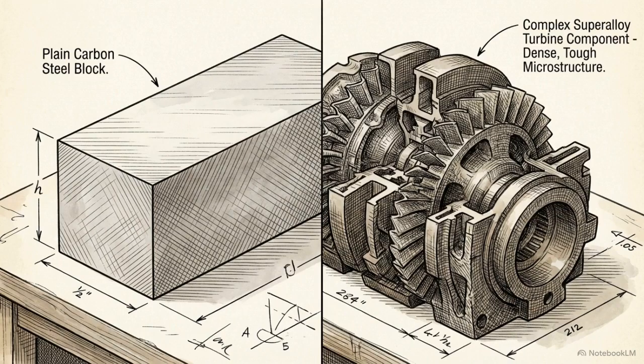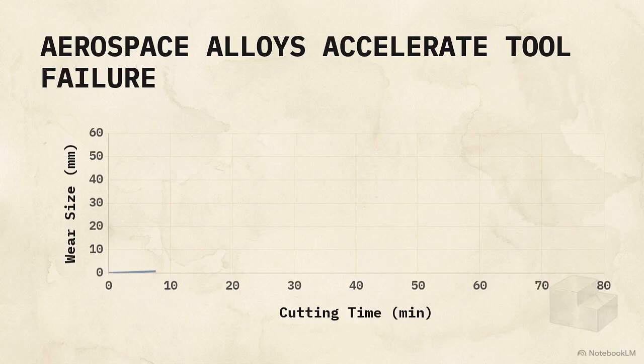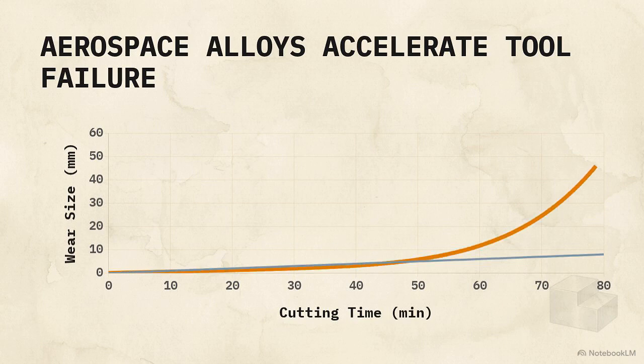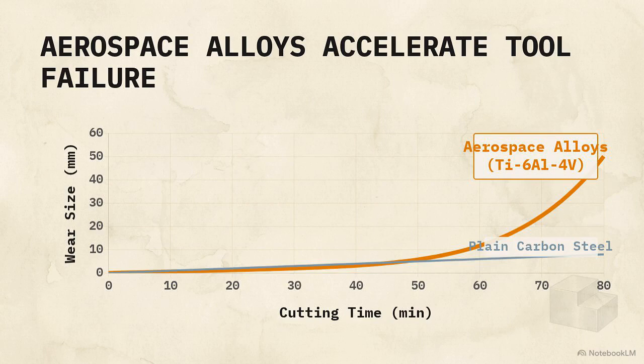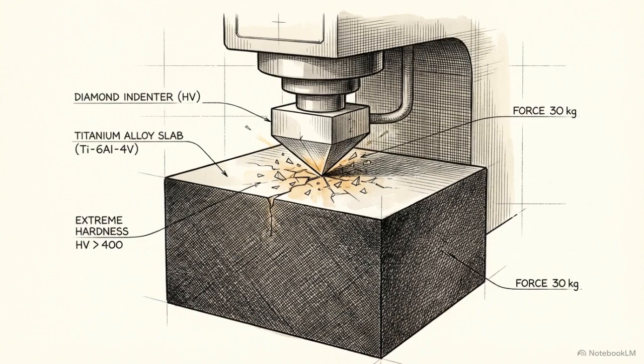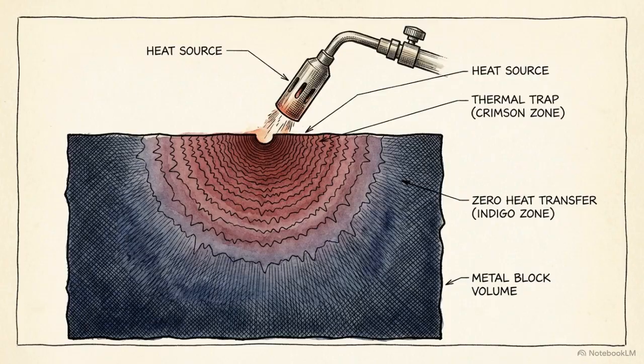The workpiece material itself acts as the primary accelerator of this wear curve, dictating exactly how fast the geometric and thermal degradation occurs. This comparative matrix plots two distinct wear rate curves. On the left, plain carbon steel follows a slow, linear upward slope, but modern aerospace alloys generate a violently steep exponential wear curve. Materials like Ti6Al4V or nickel-based superalloys share two intrinsic culprits: extreme high hardness and very low thermal conductivity. Thermal conductivity is the physical property that dictates how efficiently a material transfers heat through its structure.